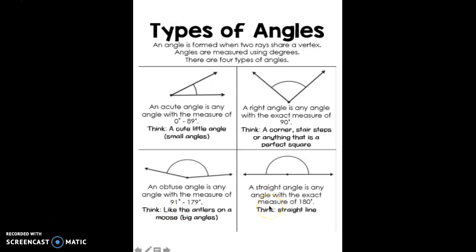And the last is a straight angle. A straight angle is exactly what it says. It is any angle with an exact measure of 180 degrees. Think of a straight line, just going straight across.